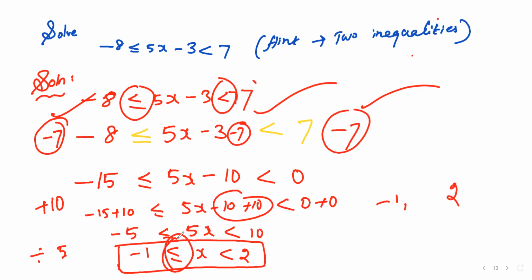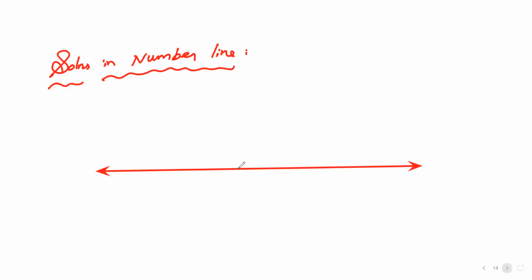Here, look, this equal to symbol is there, so you have to include this minus 1. You should put a square bracket because this is the closed interval. Your solution contains minus 1, but 2 is excluded, so open bracket, that is the open interval. How to represent your answers on the number line?